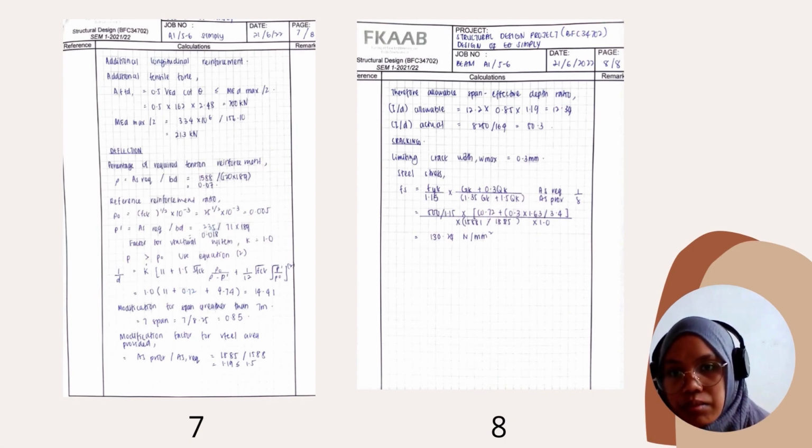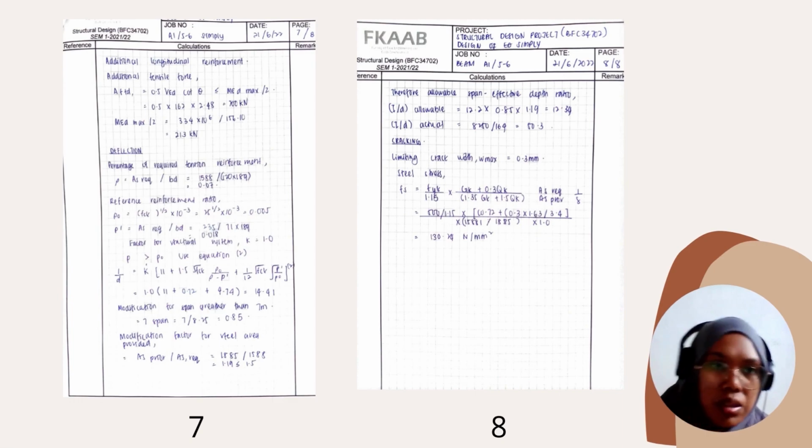For the deflection, the modification for span greater than 7 meter, hence the 7 span need to divide with 8.25, and it will equal to 0.85. For the allowable span effective depth ratio, for the allowable, it is equal to 12.34. For the actual, it is equal to 50.3.